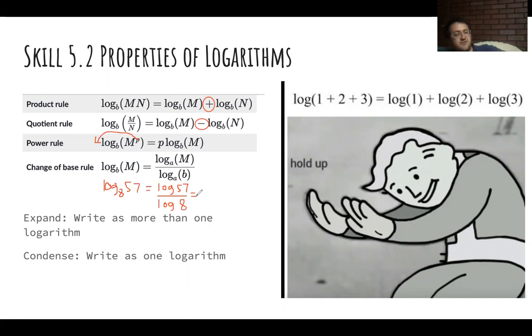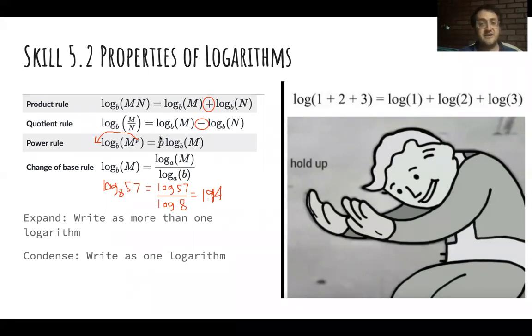So if I went to my cell phone calculator, let's see. Yeah, there's a log base 10 button on the cell phone calculator, and there's also one on Delta Math. If I do log 57 divided by log 8, I would get about 1.94. And that makes sense because 8 to the 2 is 64. So we think it would be a number that's close to 2.